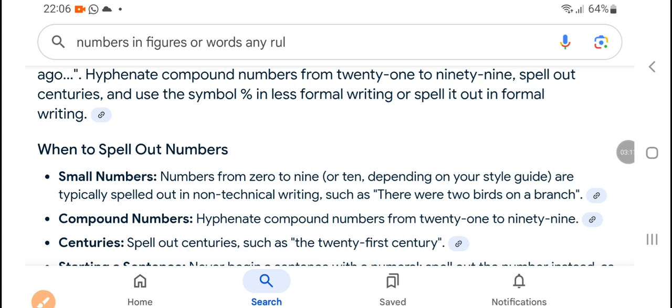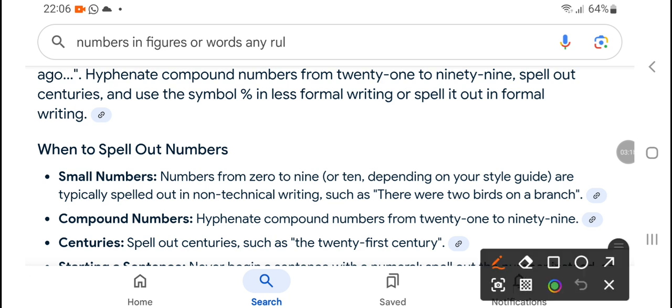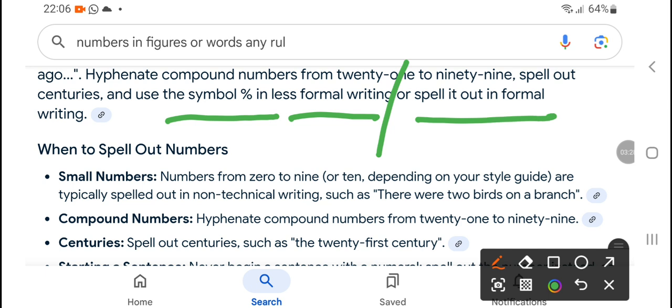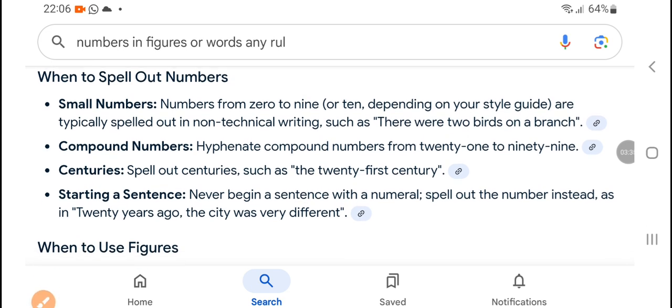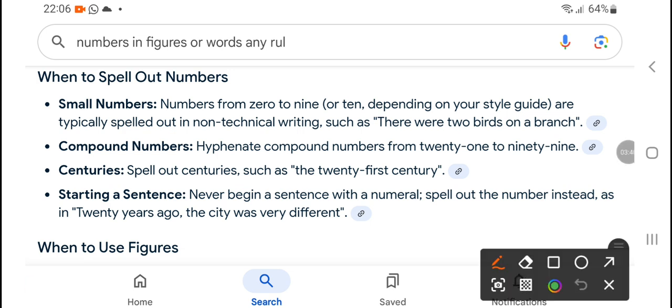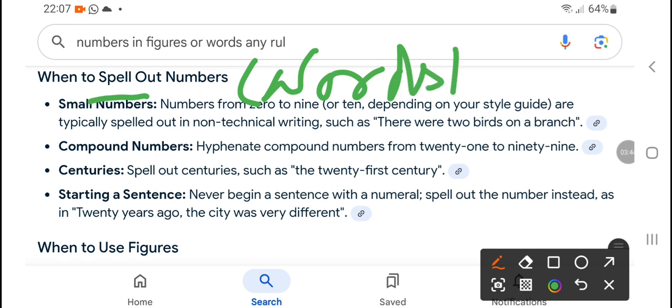And use the percent symbol in less formal writing, or spell it out in formal writing. So use the symbol in less formal writing, and spell it out in formal writing. In formal writing it should be spelled out, in words. Okay. When to spell out numbers? Spelling out means writing in words. So, when should numbers be written in words?